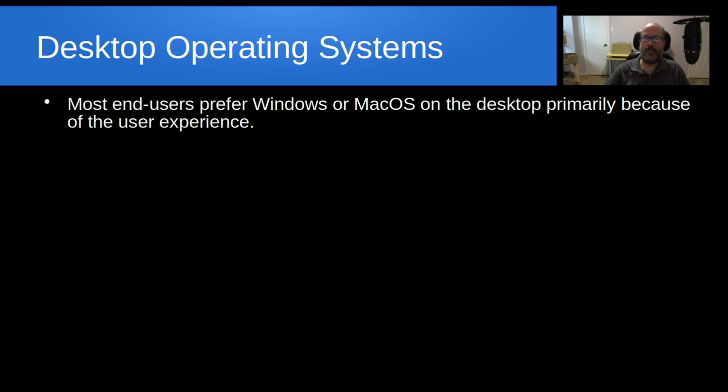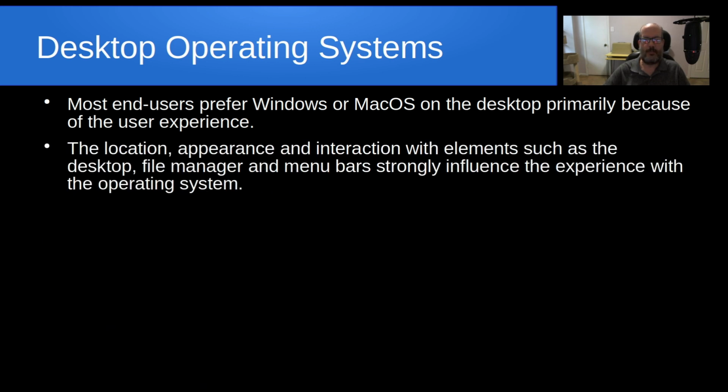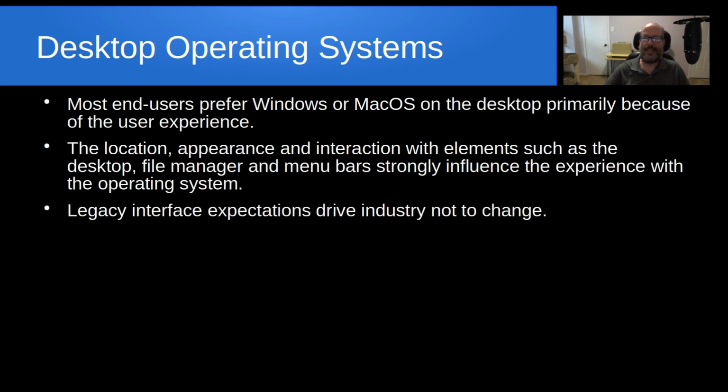So what about desktop operating systems? Well, most end users prefer Windows or macOS on the desktop, and that's primarily because of the end user experience, which is kind of ironic, as we'll see later. So the location, appearance, and interaction with elements such as the desktop, file manager, and menu bars strongly influence the experience really with any operating system. So legacy interface expectations drive industry not to make changes.